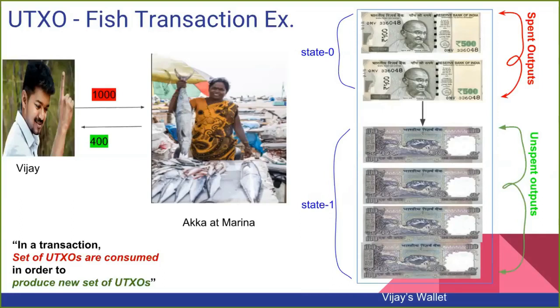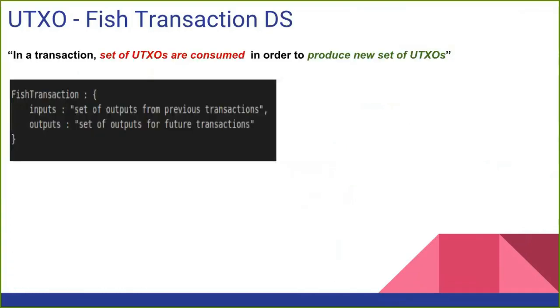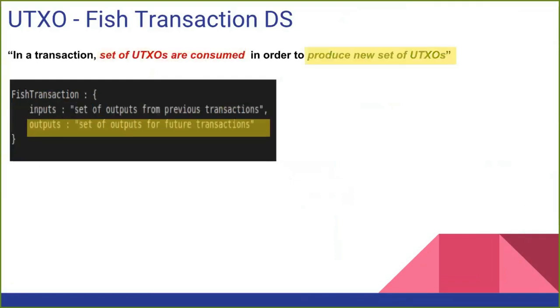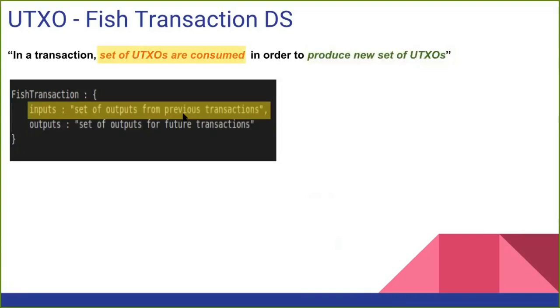Now let us think about how I can code this. I want to develop a data structure for this particular transaction. I can write it like this, right? The first transaction will have some inputs, and then we'll have some outputs. The inputs are the set of inputs which are consumed, and then the set of outputs which are being produced. Now notice the word previous here in the inputs.